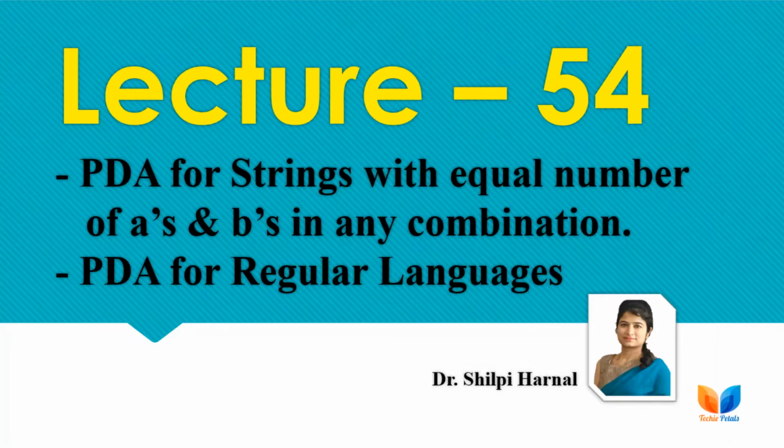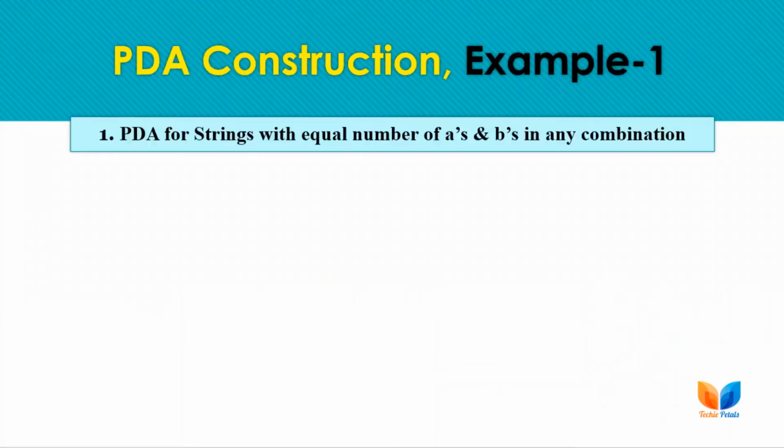So let's start with our first topic, that is PDA for strings with equal number of A's and B's, and A's and B's can appear in any combination. So for all such type of strings, we can have A's and B's in any combination. Means, for example, here we have double A, double B, then we have A, again a B, or any combination of A's and B's can appear here, but the number of A's and the number of B's must be the same.